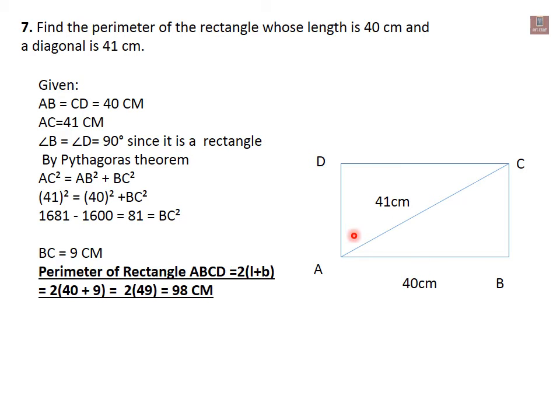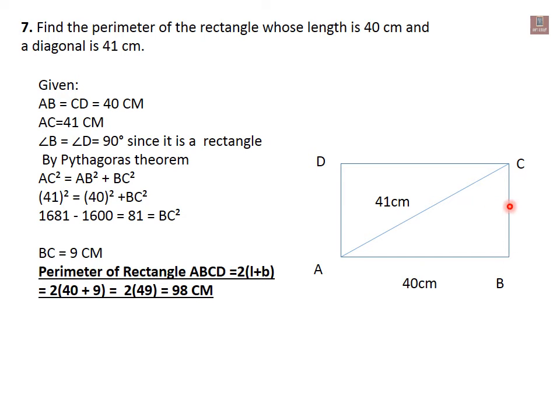Now, you know that this forms a right angle triangle. In a rectangle, if you draw a diagonal like this, then it forms a right angle triangle. Angle A is equal to 90 degrees, angle B is 90 degrees, angle C is 90 degrees, angle D is 90 degrees. All four corners have 90 degrees angles. Now, to find the perimeter, we need to find the breadth also. We have length 40 centimeter.